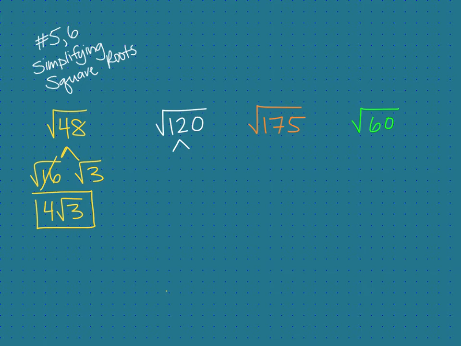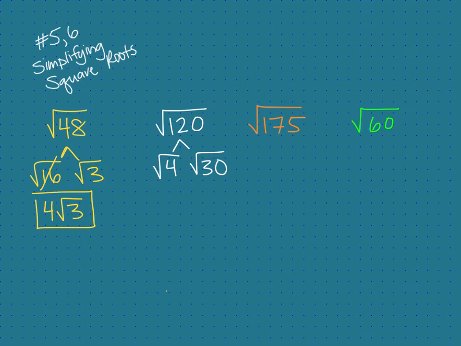49 is not a factor of 120. The next one would be 36. We could see if 36 is a factor of 120, and it's not. The next one's 25. That's not a factor. 16, 9, those both aren't factors of 120, but 4 is. So even though 4 is very small, it's the one that's going to work for this large number of 120. 4 times 30 is 120.